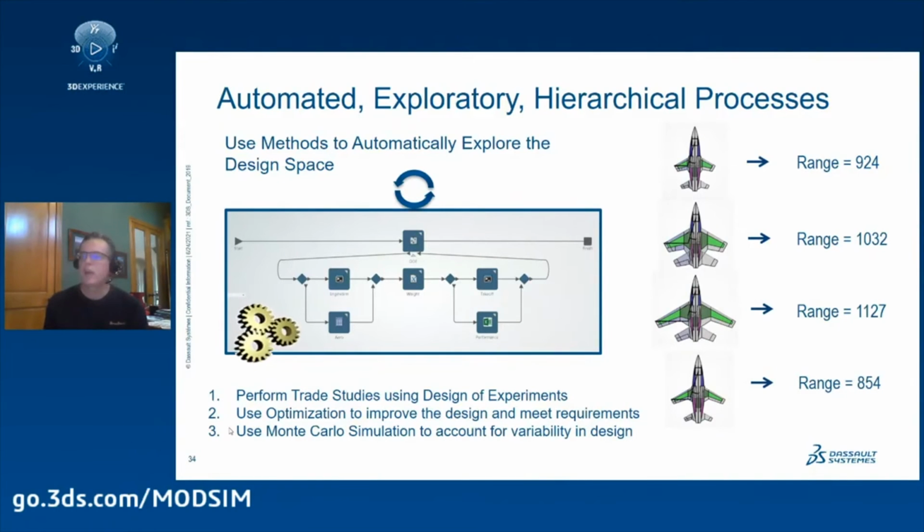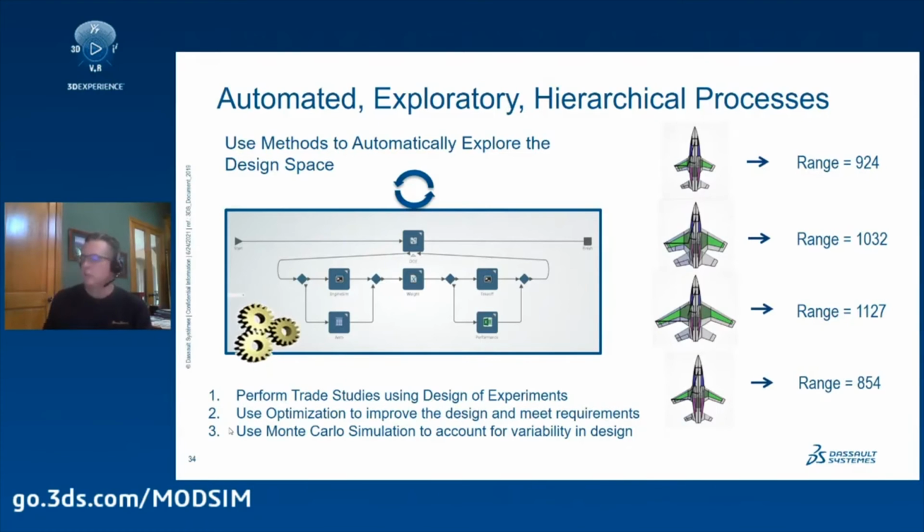Another technique that we have built into Process Composer is optimization. You can improve your design and try to meet requirements that way by giving ranges of the inputs that you're willing to vary in order to achieve some goals in optimization. And then a Monte Carlo simulation can be used to account for variability in your design. So you can take into account things like part-to-part variation or uncertainty in your loads and boundary conditions, and you can do fully probabilistic or stochastic analysis as well.